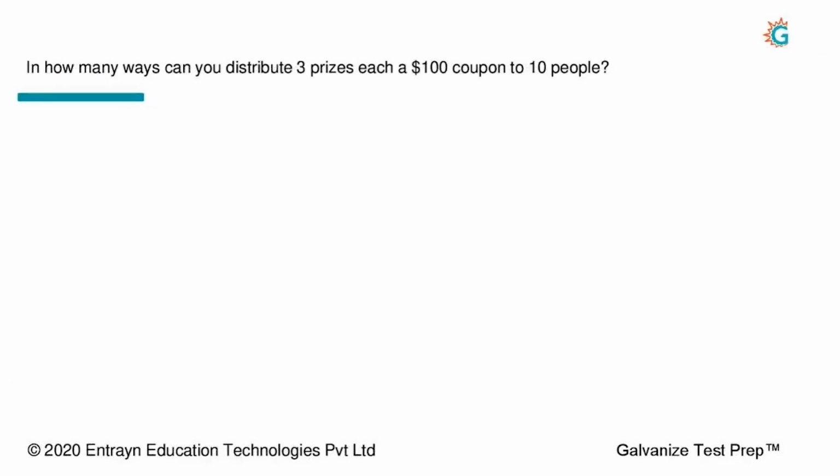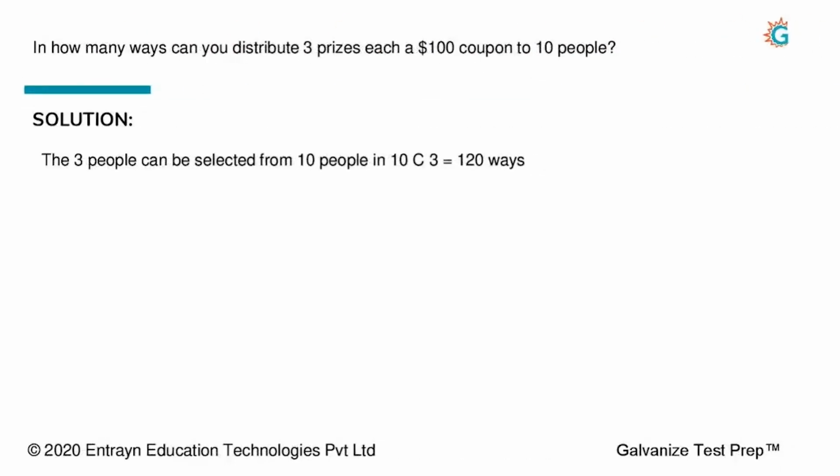In how many ways can you distribute 3 prizes, each a $100 coupon, to 10 people? It's a very simple problem. You can solve it in a few seconds. 10C3 is the right answer. It's 120, right? As I told you, the order does not matter here. Since it's the same prize that's going to be distributed to 10 people, you just have to pick 3 people from the 10 people to give away that prize. That is done in 10C3, which is 120 ways.